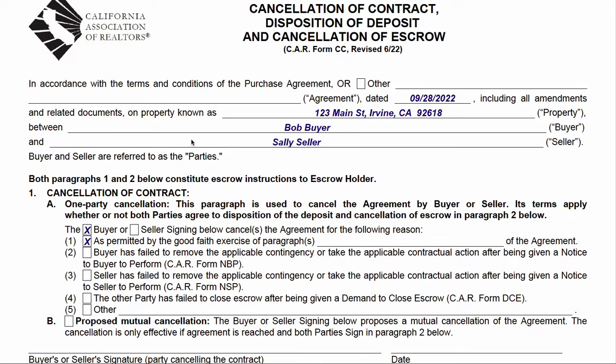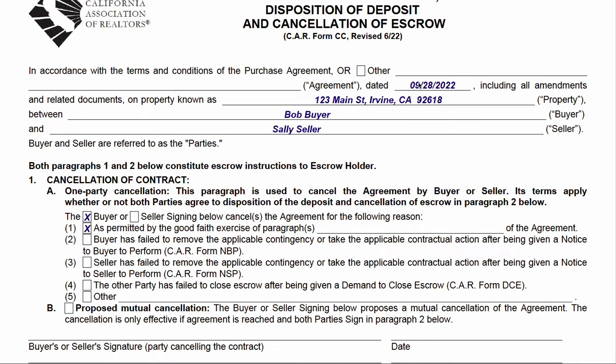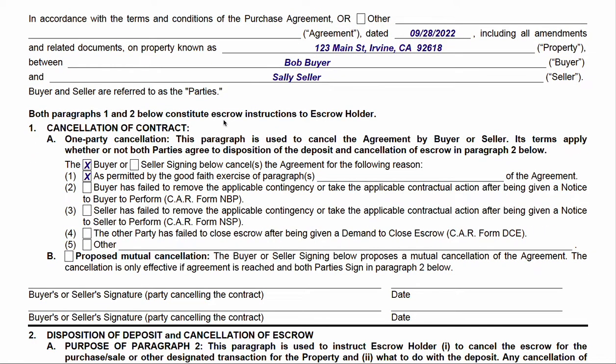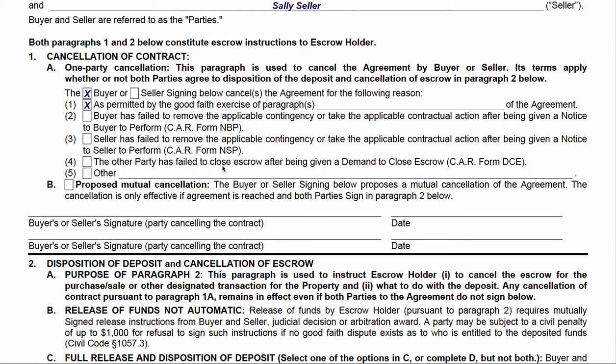We'll start at the top here. By default, this form amends the purchase agreement. So we don't have to do anything else as long as we're talking about canceling a purchase agreement. We put the date of the purchase agreement, not the date we're drafting the form, rather the date on the top left corner of the purchase agreement, property address, names of the parties. We move on to the cancellation itself.